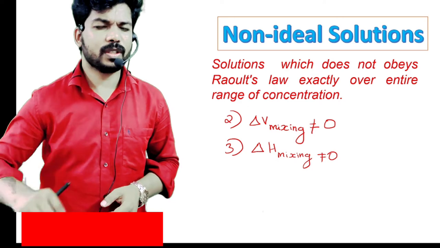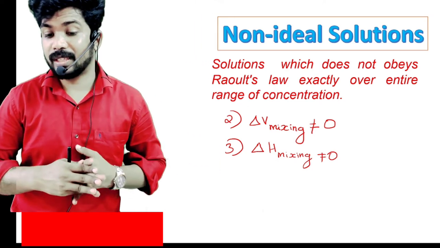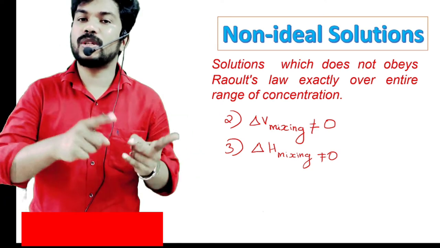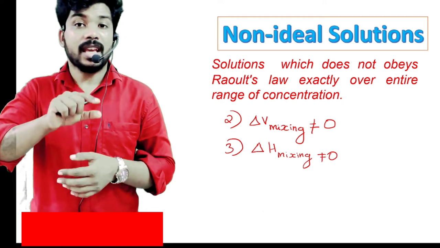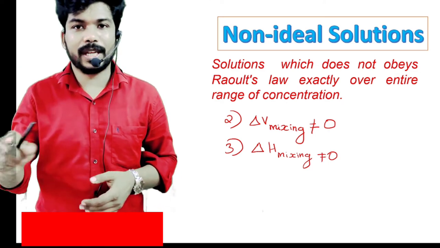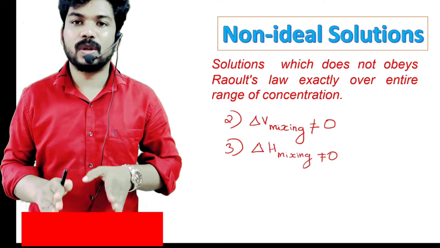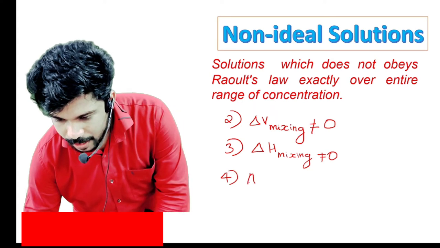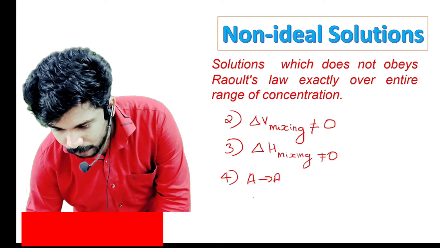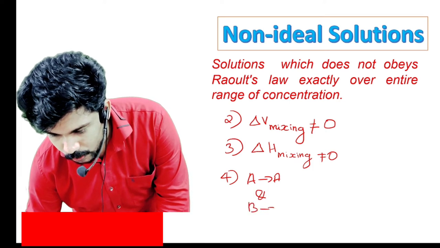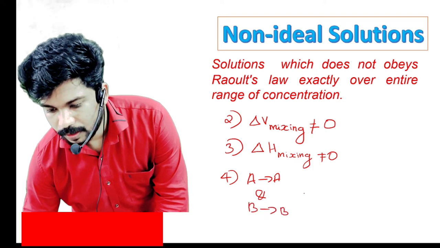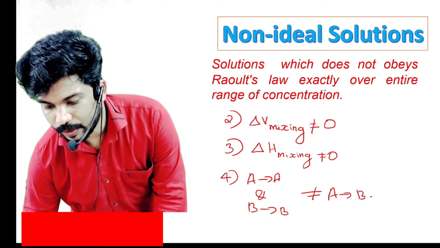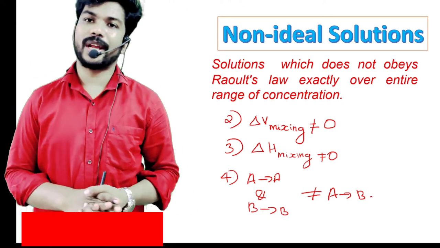The third condition is over. We are going to the final condition, that is interaction. In the case of ideal solution, the AA interaction and BB interaction, that is solvent-solvent interaction and solute-solute interaction, are equal to the solvent-solute interaction. But here, it will not be equal. That is, the fourth condition is that AA interaction and BB interaction will not be equal to solvent-solute interaction. So this is the case of non-ideal solution.